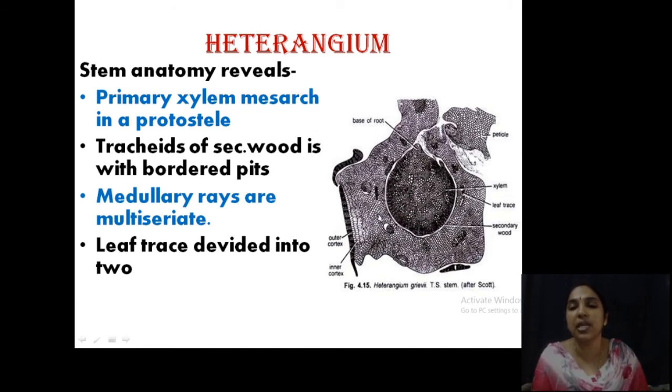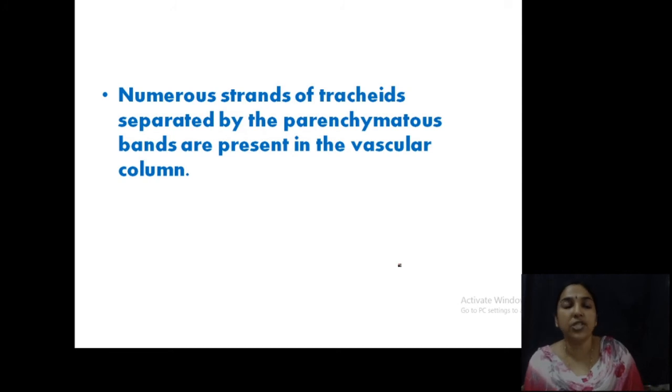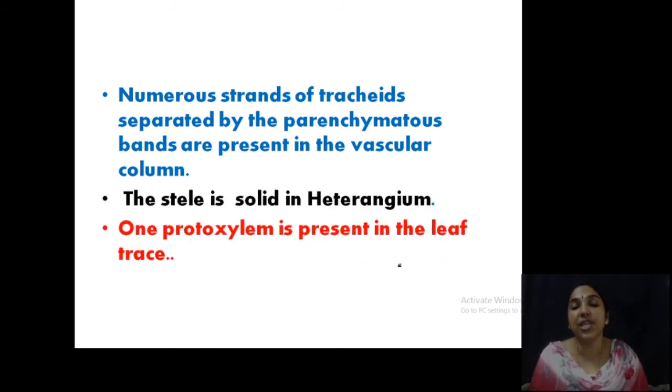You can see the cortical and xylem regions. These are the xylem groups, and some leaf traces are there. Then these are the secondary wood. Okay. Now, another point. Tracheids are numerous, only tracheids present, vessels absent. Numerous tracheids with parenchymatous bands in between them. And the stele is solid, very hard, and one protoxylem is present in the leaf trace.